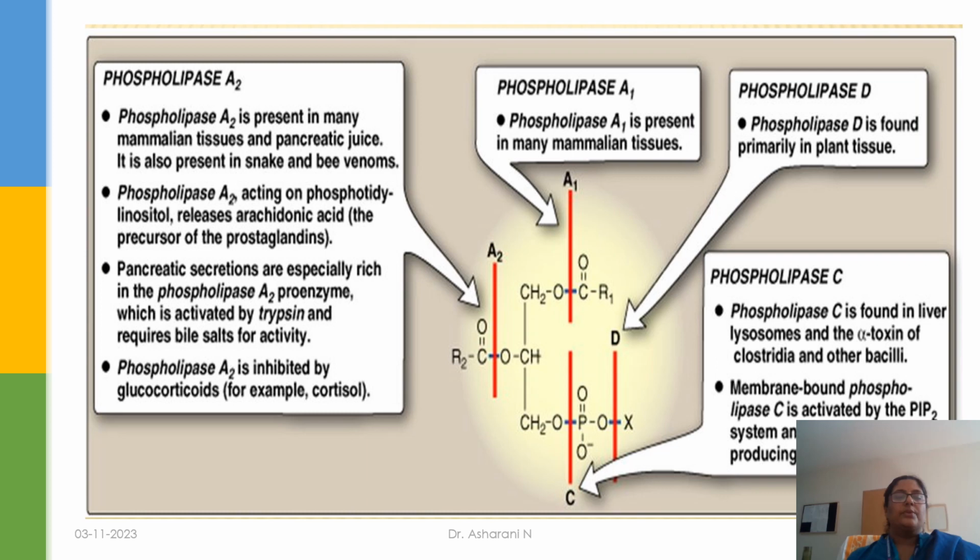But the majority is phospholipase A2, and phospholipase A2 is synthesized in proenzyme form, which is activated by trypsin. Bile salts are also required for its activity. It is inhibited by cortisol, so the glucocorticoids will inhibit this phospholipase A2.